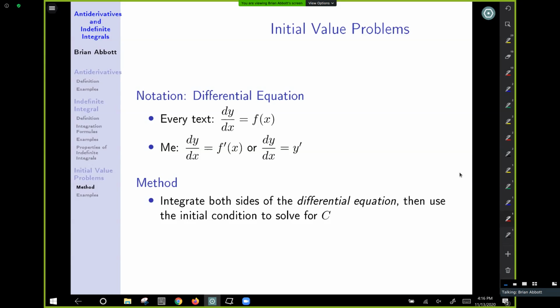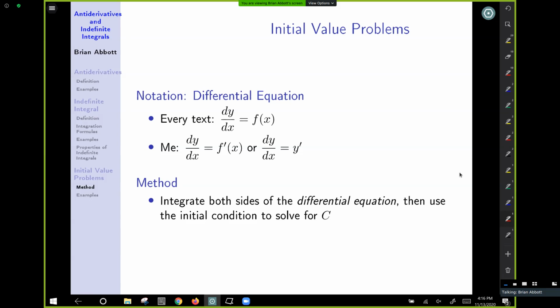Initial value problems are our first introduction into differential equations. And for some of you, differential equations may be on the horizon. It's a good class. So again, notation, math's unceasing, incessant desire to use f of x for everything makes this a little more complicated than it needs to be. Every text is going to tell you initial value problems are dy dx equals f of x, so they can talk about the arbitrary f of x. And I'm going to say, don't do it.